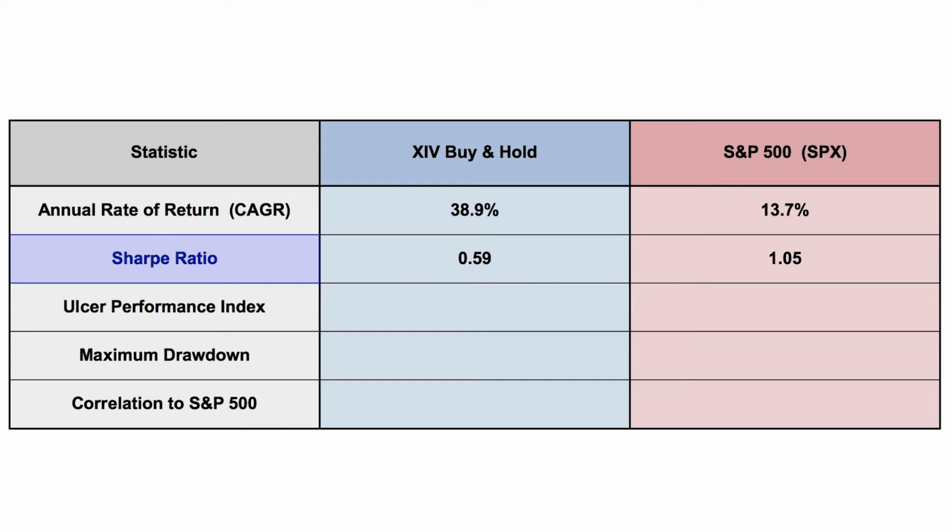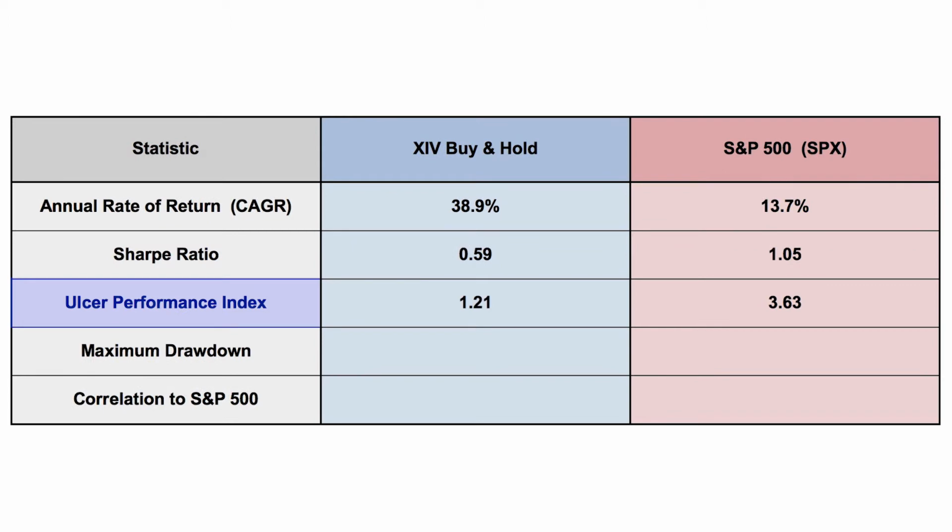The S&P 500 may not have returned as much, but it's far more consistent. And on a risk-adjusted basis, a case could be made already that it's the better investment. But looking at just these two metrics, I would imagine that most people will probably say that they'd still go with the XIV. So let's continue.